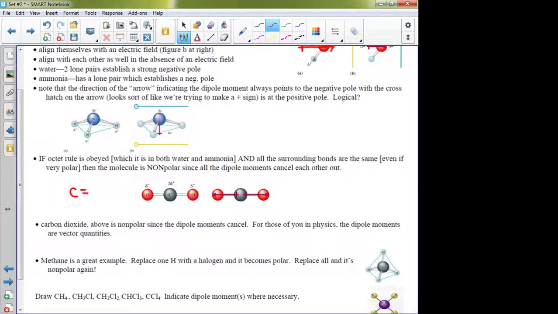How come this is nonpolar? Because it's got 1, 2, 3, 4. The dipoles cancel each other out, because carbon doesn't have lone pairs. This carbon doesn't have any what? Lone pairs. And are the oxygens on both sides distributing the charge evenly? Absolutely. So we say this molecule is nonpolar because the dipole moments cancel each other out.